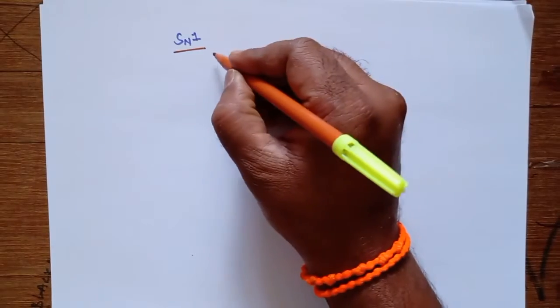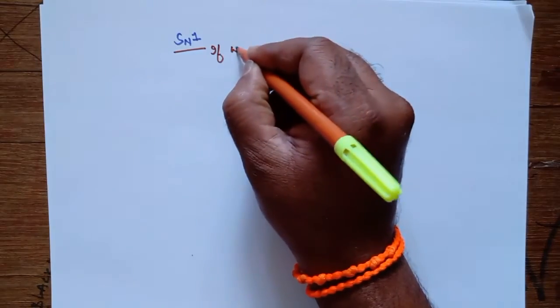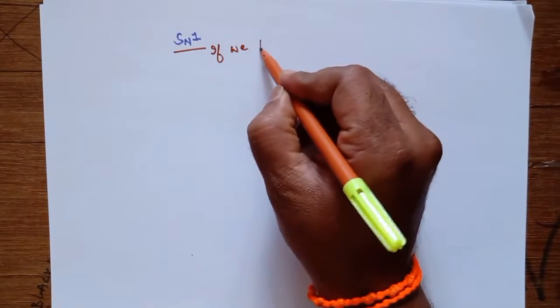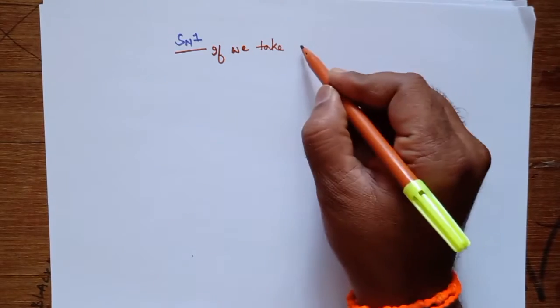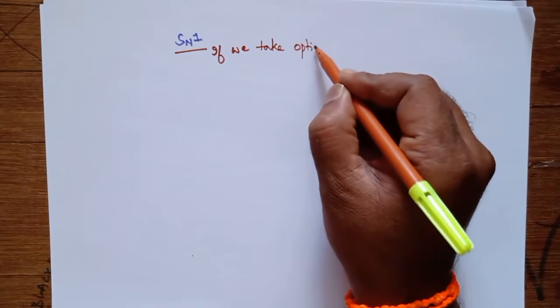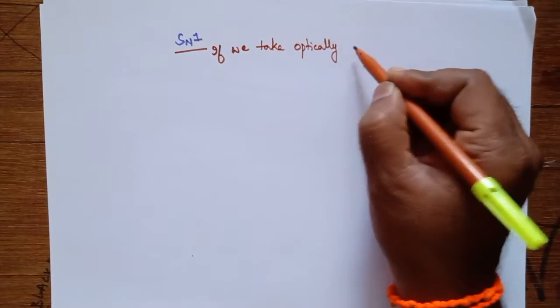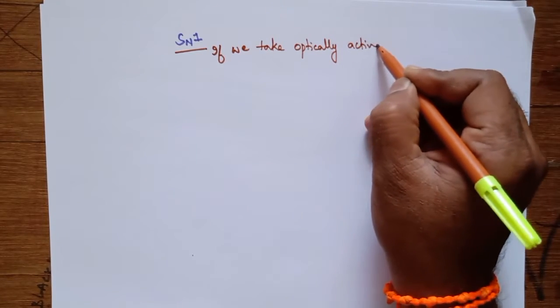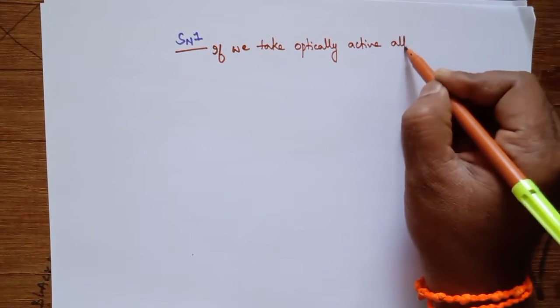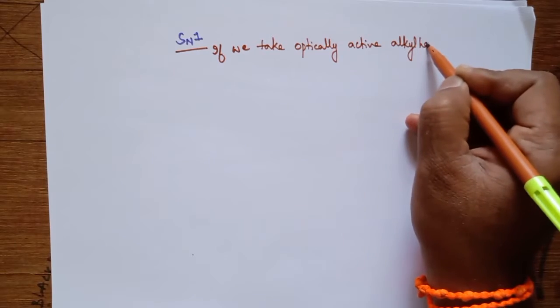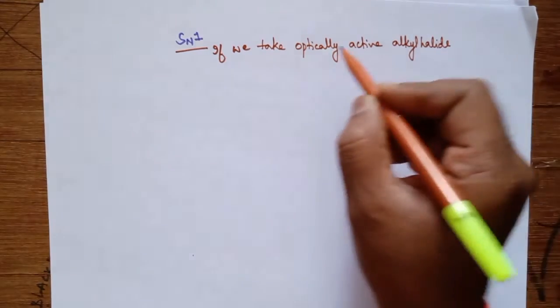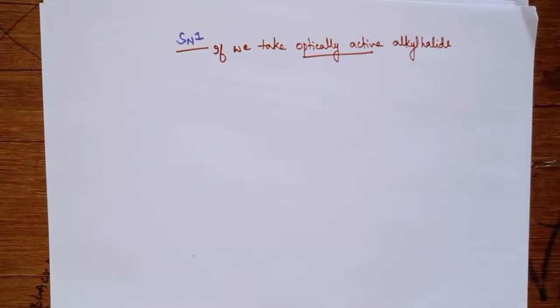Last class we discussed the SN1 reaction. So, if we take an optically active alkyl halide, what is the meaning of optically active alkyl halide?